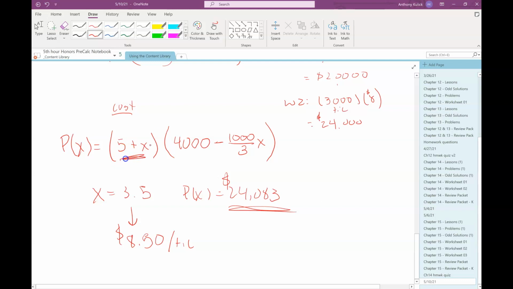Well, the cost is 5 plus x. So if x is 3.5, then the price per ticket is 5 plus 3.5, or 8.5. Does that feel okay? So again, this was a kind of tricky setup and not an obvious way to set that up. But once you've seen it done, it's like, okay, I could probably do that again if I had to. That's kind of clever, but it should feel doable, at least now that you've seen an example of doing it.